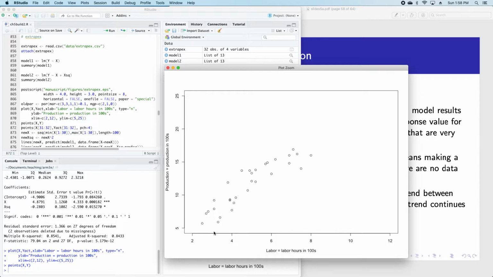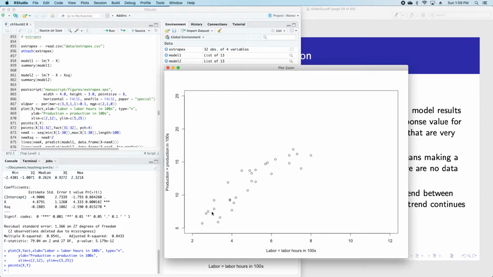The scope of the model is represented by the range of the value of the predictor, which is labor hours in this case. So I've extended the axis so we can see what might happen if we extrapolate beyond the scope of the data, the scope of the model. Here we can see there's a positive association between labor and production. As labor increases, production tends to increase, so that kind of makes sense.